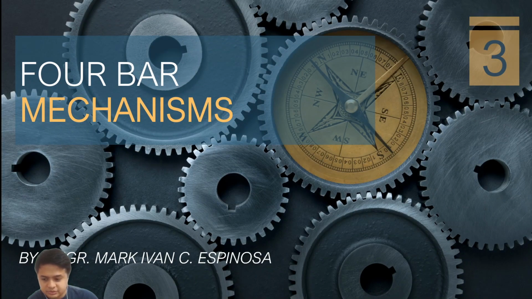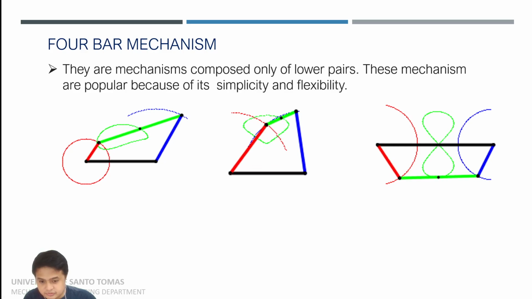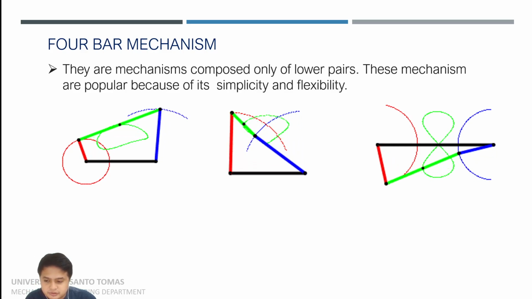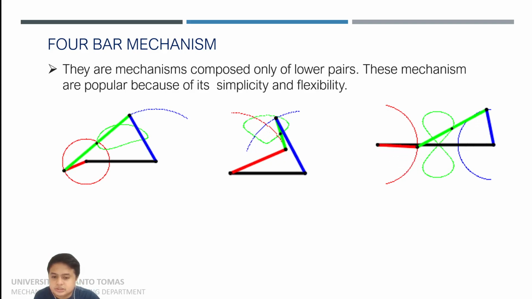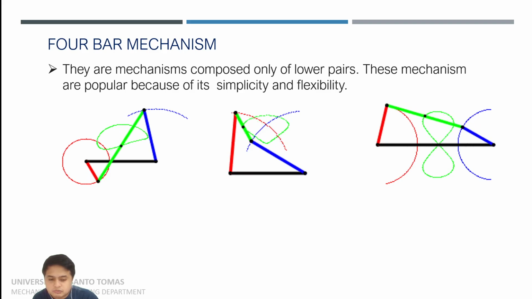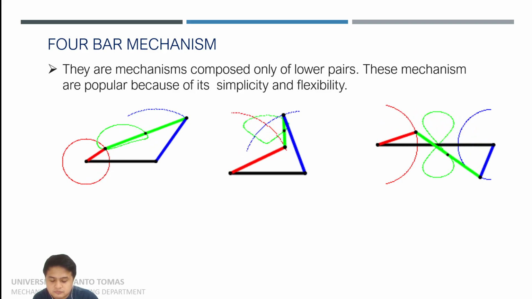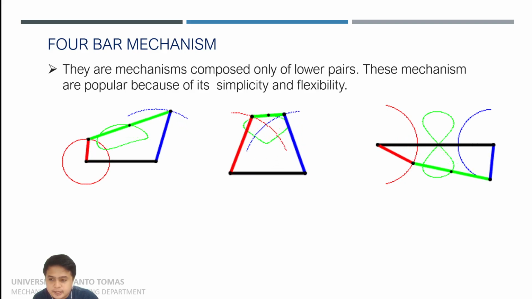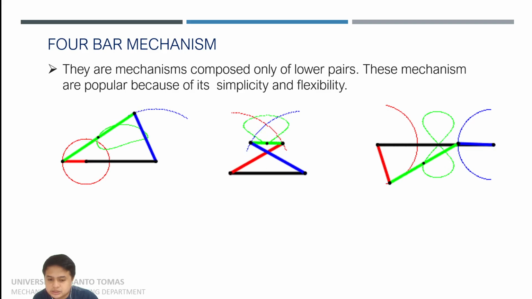Okay, so hi everyone. For this topic, I will discuss the four-bar mechanisms. Previously we've discussed degrees of freedom. But for this specific topic, we will now discuss a specific arrangement of a kinematic chain, which are four-bar linkages. A four-bar linkage or a four-bar mechanism is basically just composed of four links, and all of them are lower pairs. So you have revolute pairs only.